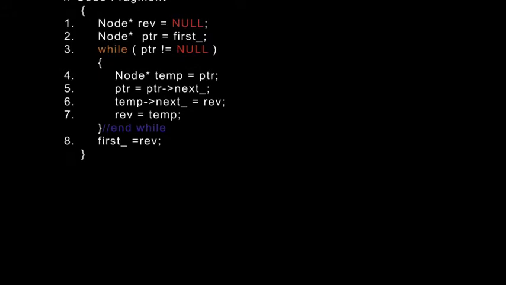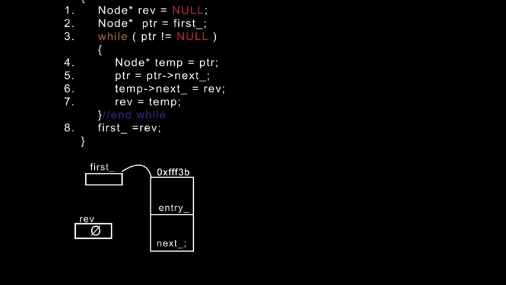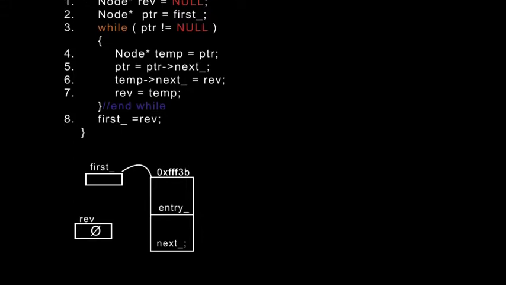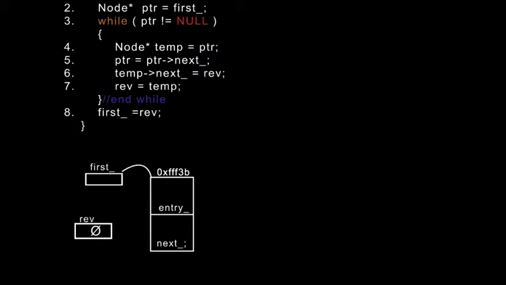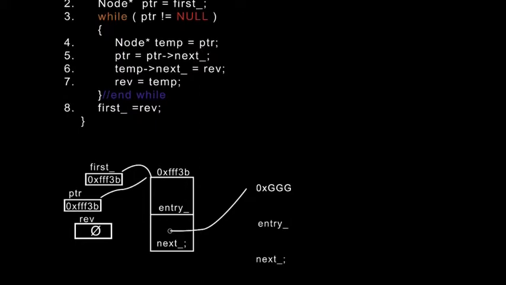Let's go. So remember our initial condition, which was we have first, which is a node pointer, pointing to a place in memory. And now look at line 1 of our code. Line 1 of our code says make a node pointer called rev and put null inside of it. Now let's move on to line 2. Line 2 says take the value that's in first and put it into PTR. Now the pointer first and PTR both point at the same place. Let's add some more nodes and move on to line 3.